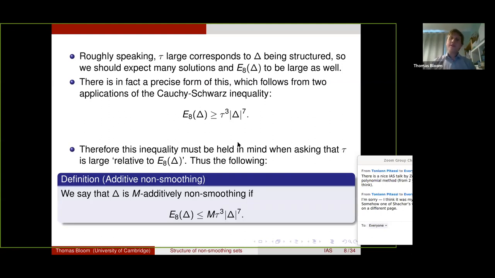So in particular, when we say that tau is large relative to E8, this relationship always holds. But we have the following definition, and this is the key definition of what non-smoothing is. So we say that a set delta is, say, M additively non-smoothing if we have this matching upper bound to our lower bound above. So the size of E8 of delta is at most M times this trivial lower bound of tau cubed times delta to the 7.